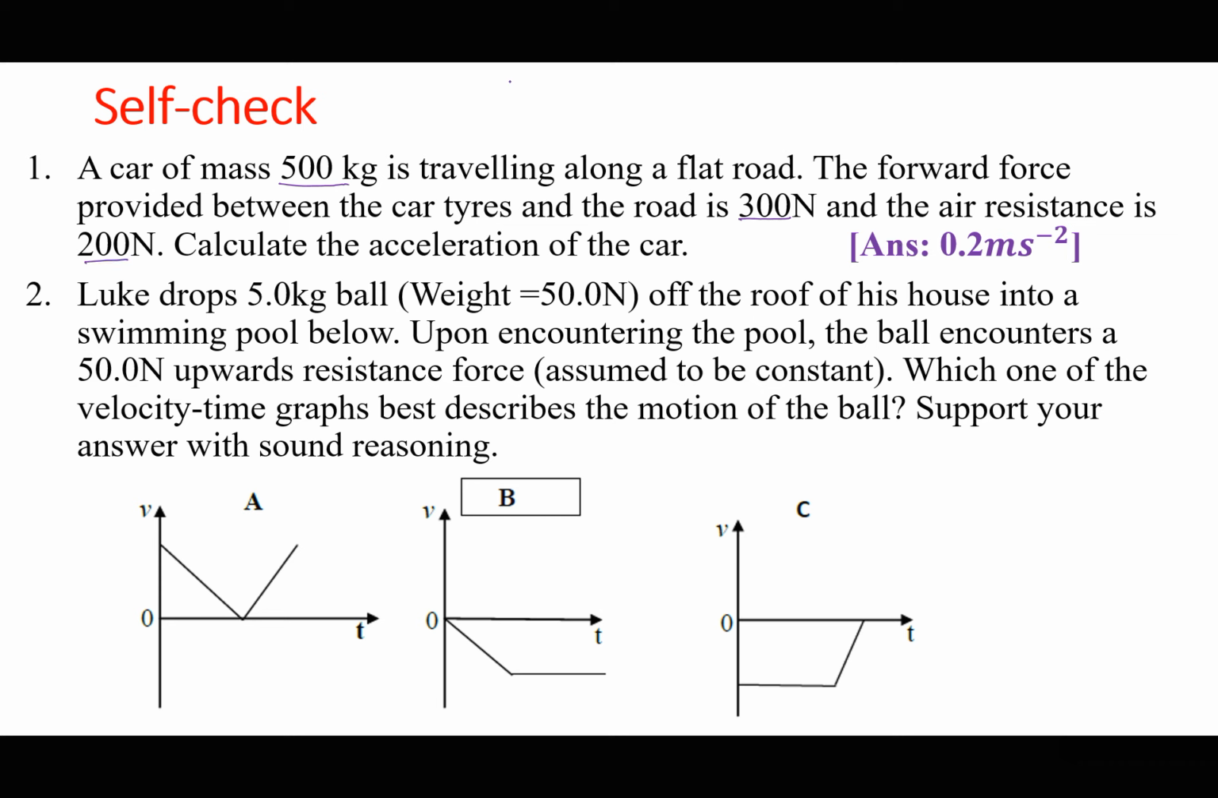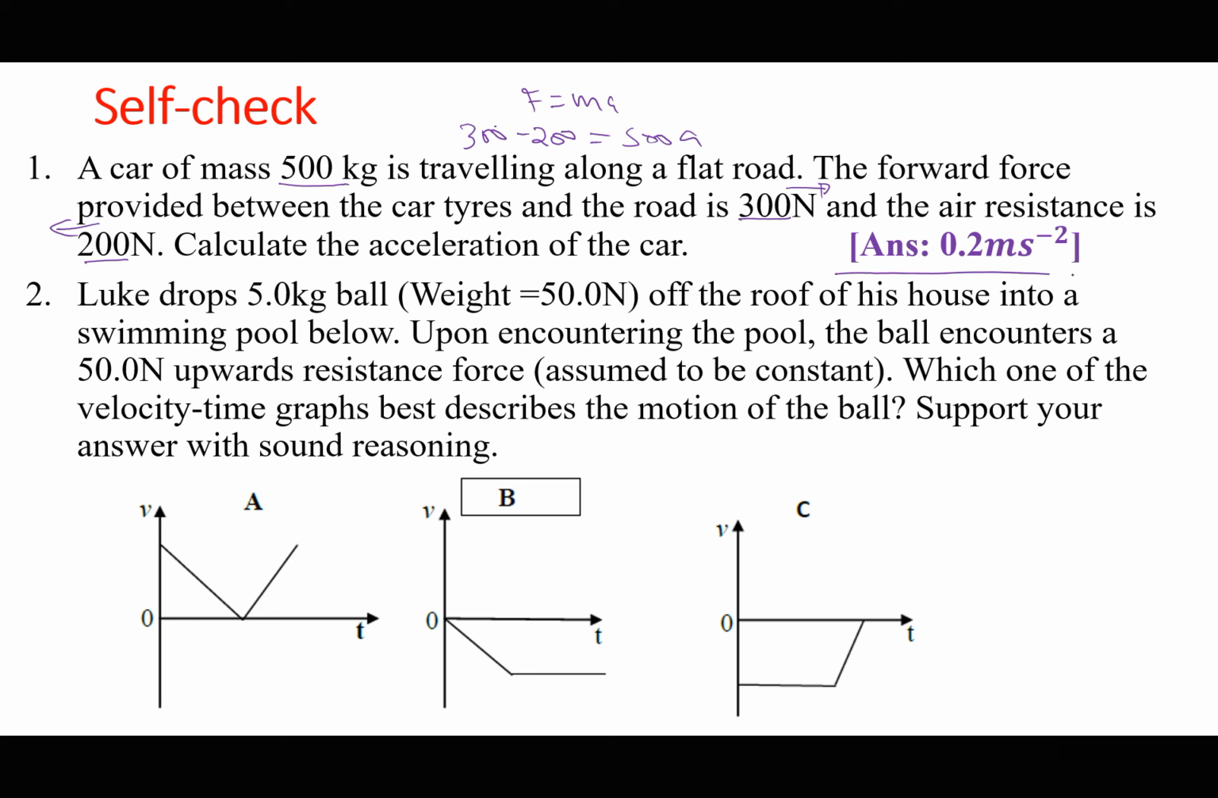So remember I said every time you use F equals ma, F must be the resultant force. Since this is the forward force provided by the engine, and this is the resistive force, the resultant force is going to be 300 minus 200. That is the resultant force, and it is going to be 500 times a.